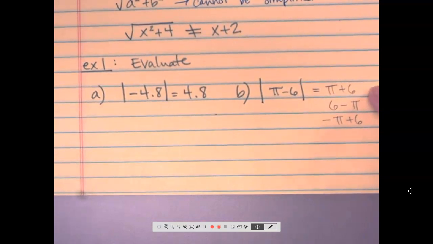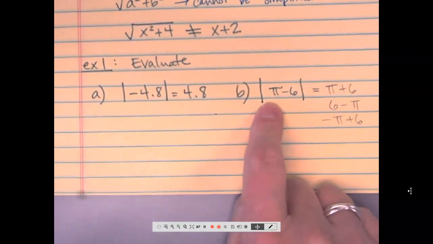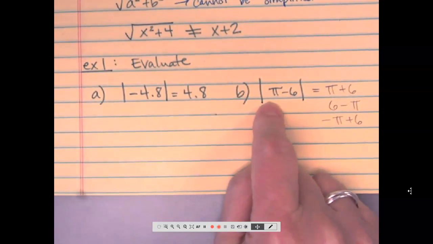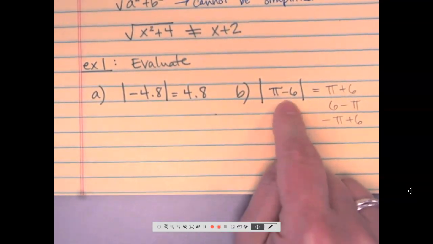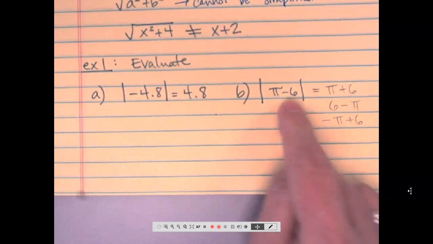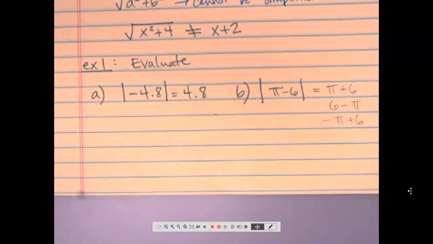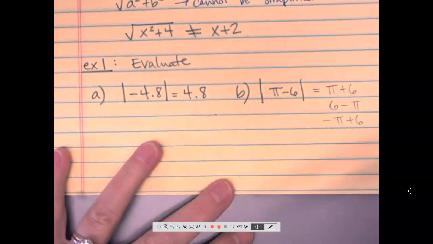Okay, so let's investigate this one. Let's go back to the concept that pi is about 3. Okay, so if I had 3 minus 6, that's negative 3. And if I took the absolute value, that would be positive 3. Are any of these about positive 3? Which ones are? The last two. This one is about 9. Okay, so I think we need to toss that one out. These are both correct.